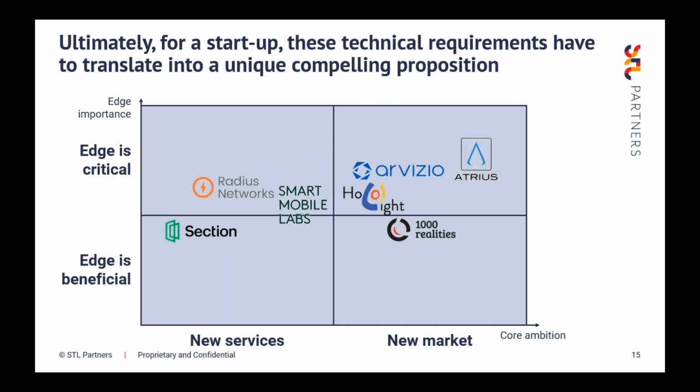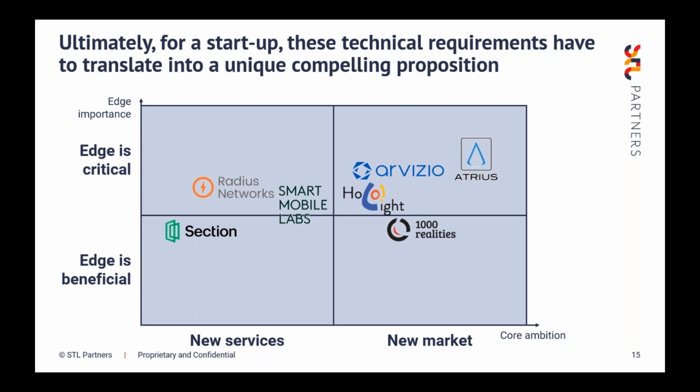Taking that point a bit further, looking at these 7 companies that we've interviewed, ultimately these guys are startups, and as I said, they have an ambition to either provide new services or disrupt a market and do something different. Otherwise, they don't survive. So that's why it's important to look at the business problem and then look at to what extent edge is important in solving that business problem.